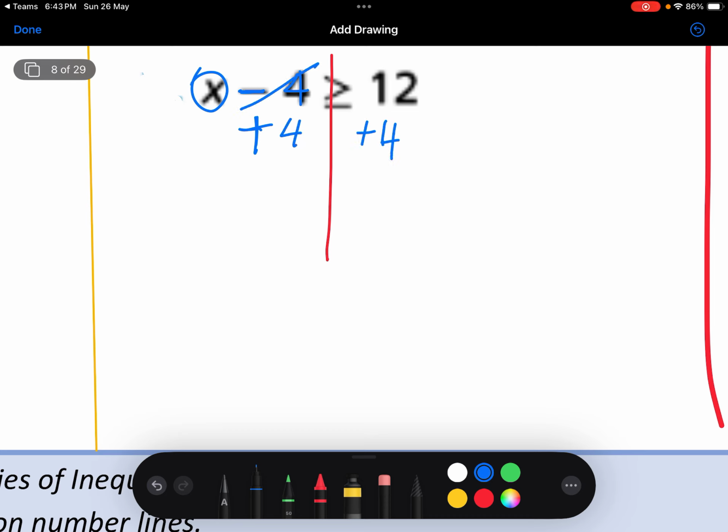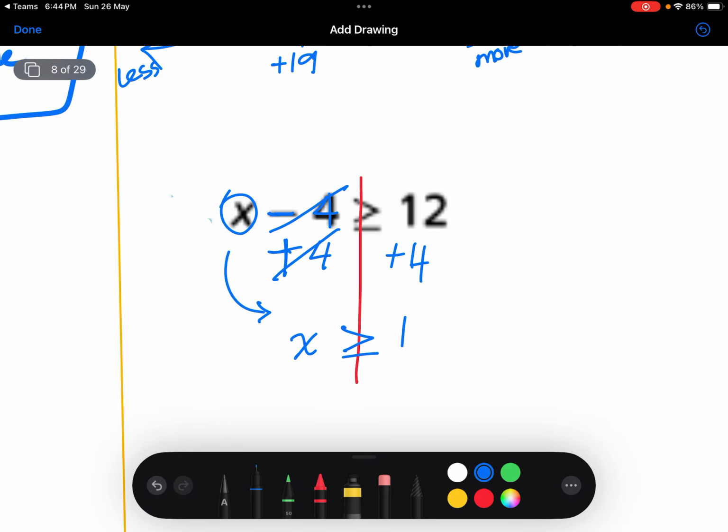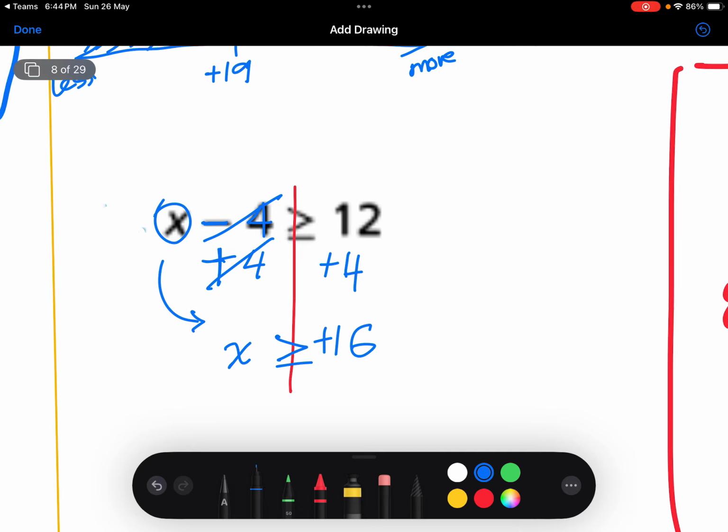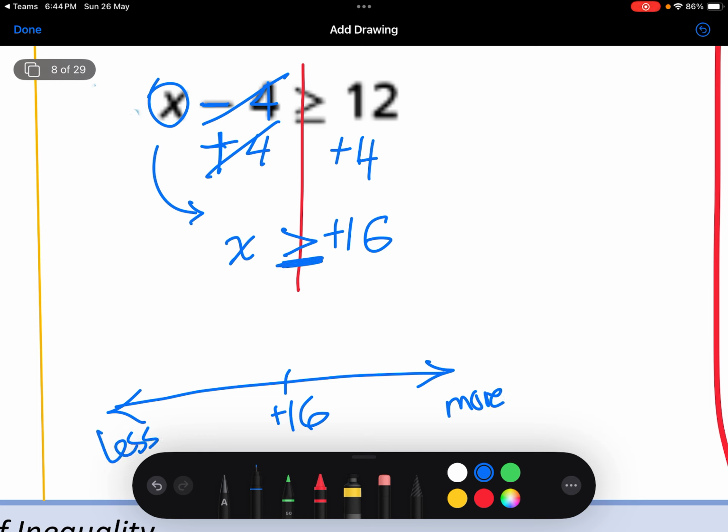Okay? Now the negative 4 is removed. I only have x. Of course, we keep the same inequality sign. Then 12 plus 4 is 16, positive. Same sign, just add. Now draw, graph your answer. Just put 16, positive. On the right, it's more. On the left are less numbers. And since we have or equal to, it's going to be a closed circle. And since it's more than, it has to be to the right. Just shade under it. That's it.